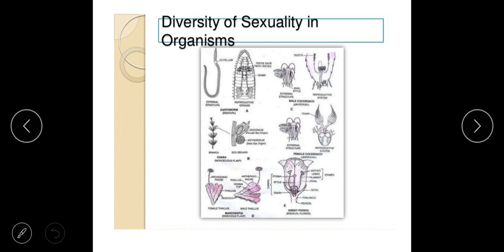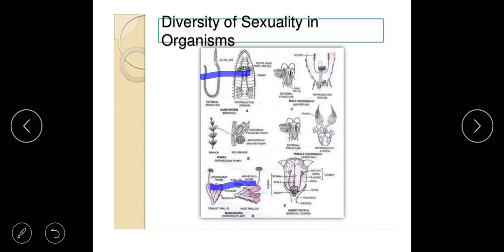Here the diagram has been shown. You can see, I just want to show you the Marchantia here. In this Marchantia, the male thallus and the female thallus are completely separate, so they show the dioecious condition. And in the top, you can see this is the hermaphrodite, the earthworm, where the male structure and the female structure are present in the same body.